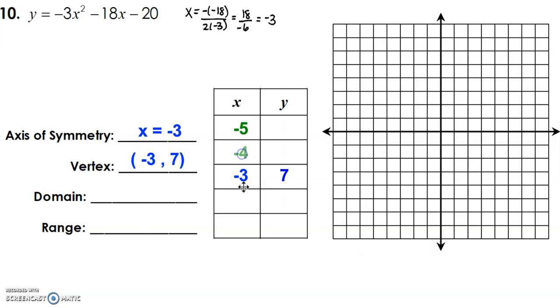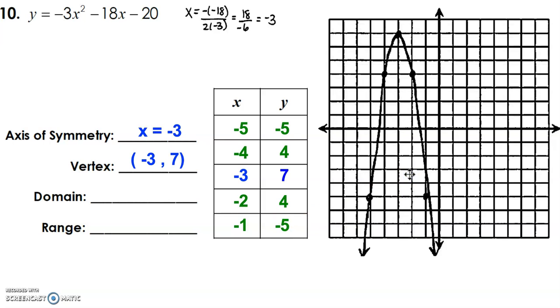I need to fill in my table with points on either side of my vertex. When I plug in -5, I get -5 back. When I plug in -4, I get +4. -2 gives me 4, -1, -5. So when I plot those points and make that parabola, it's going to look like this. Notice it's pointing downward because my a value is negative. My domain is going to be all real numbers, and my range is everything smaller than or equal to 7.